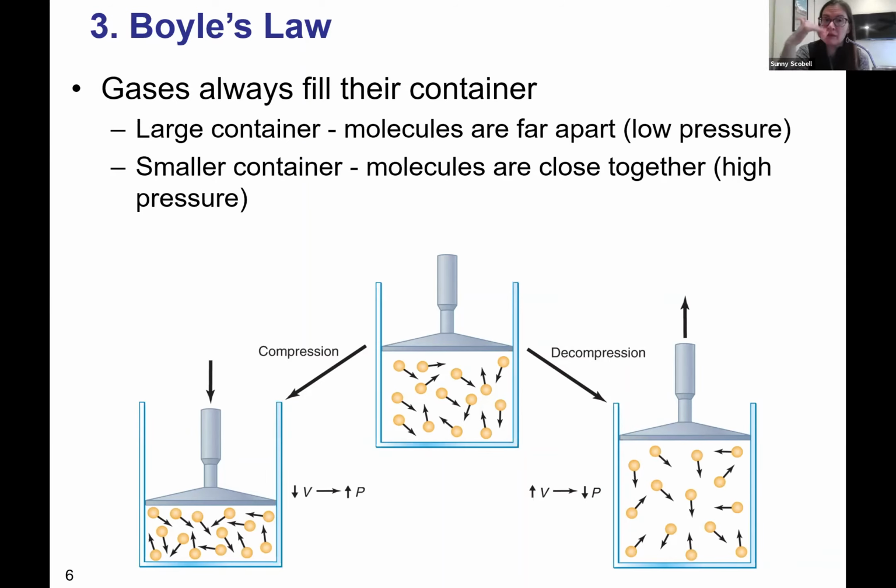So this same physics can be applied to the lung, okay? Larger container, molecules are farther apart. We have low pressure. Smaller container, molecules are close together. All right, let's take a minute again to breathe. Everybody breathe in. That's your larger container. Now breathe out. That's your smaller container.